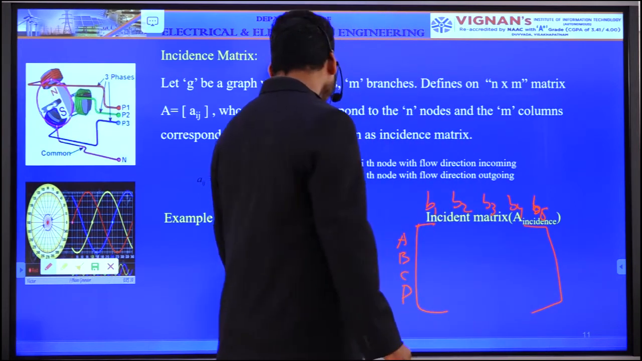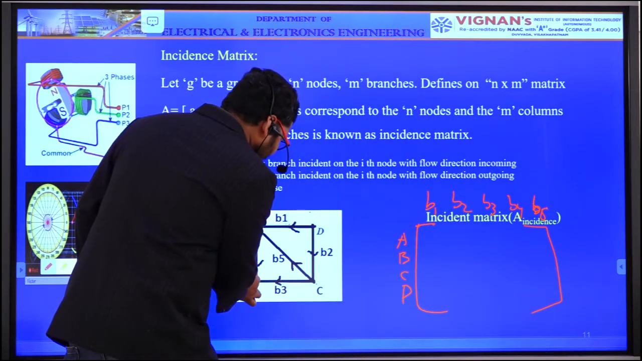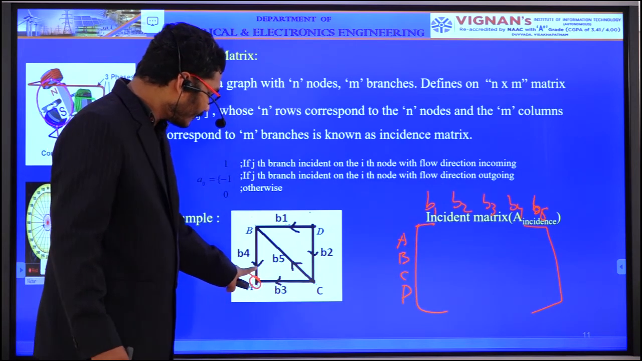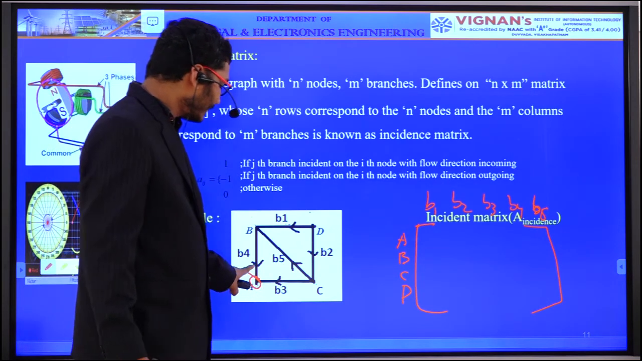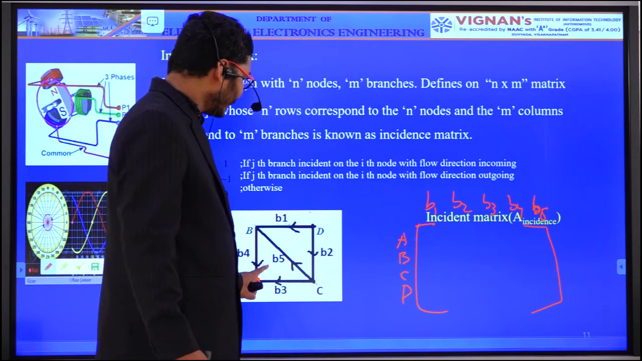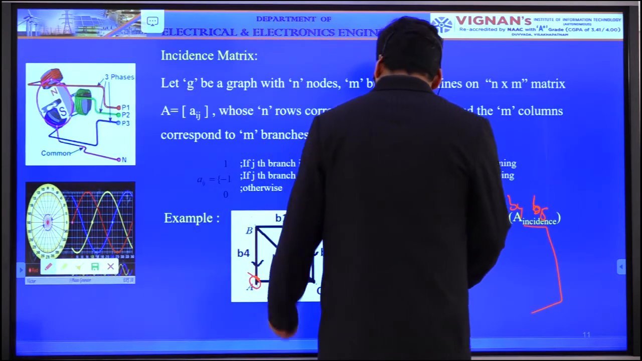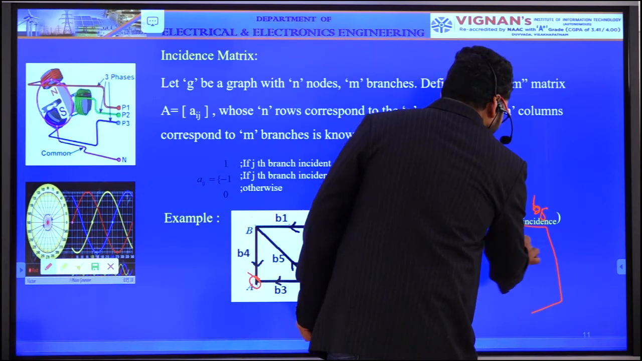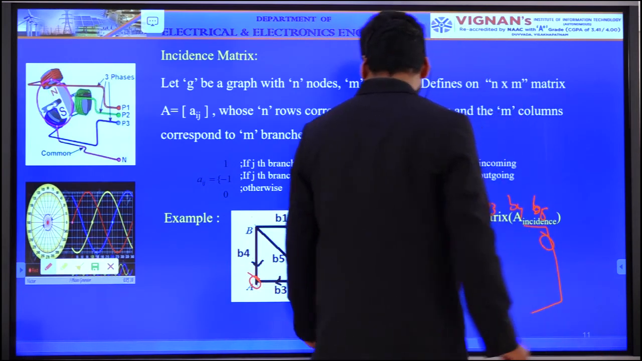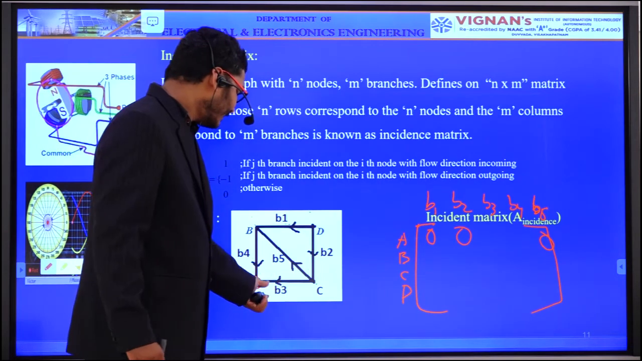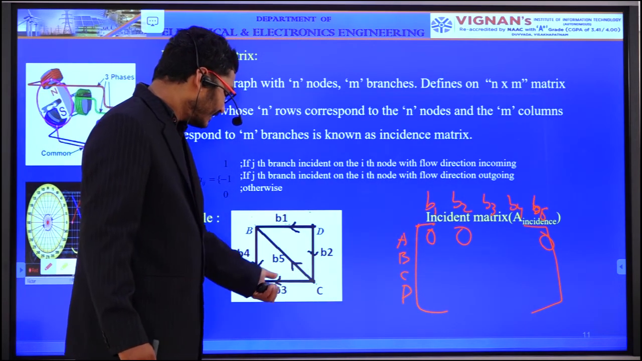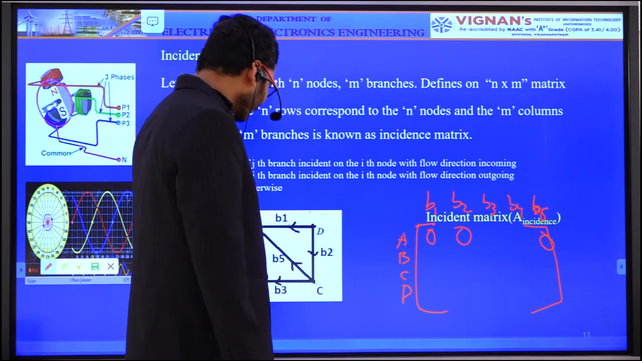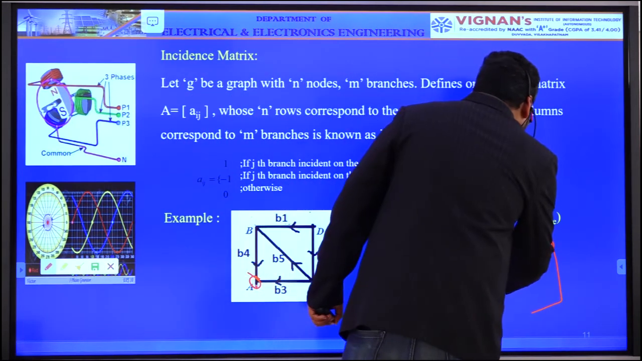Now, for node A, the branches connected are B3 and B4. The remaining are not connected to node A, so they are 0. For B3 and B4, at node A these are incoming, that's why you make them 1, 1.